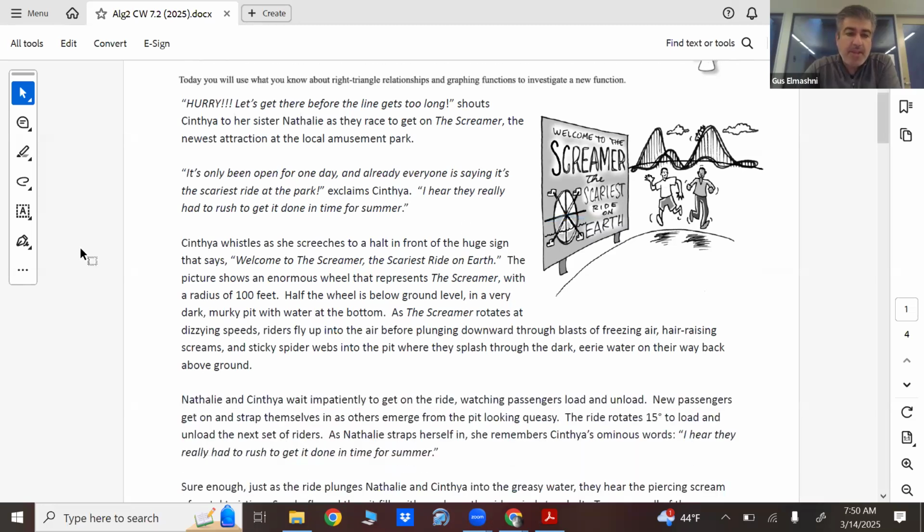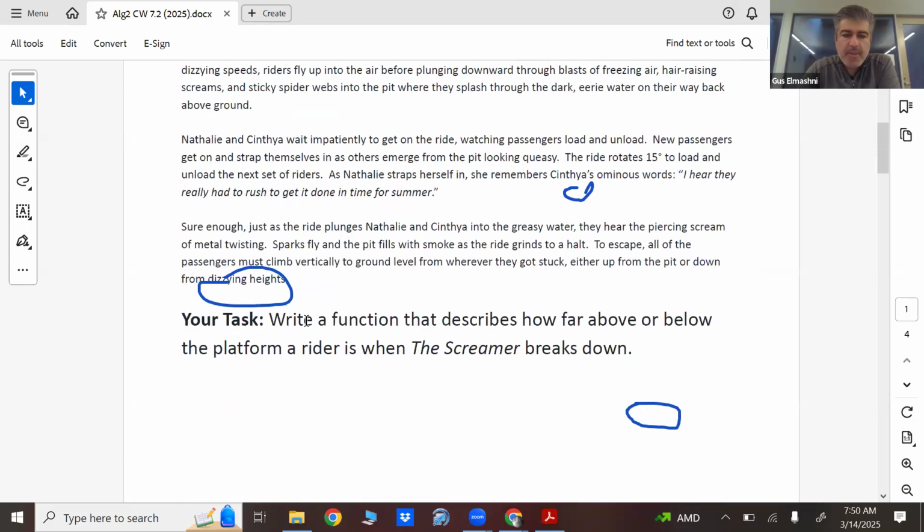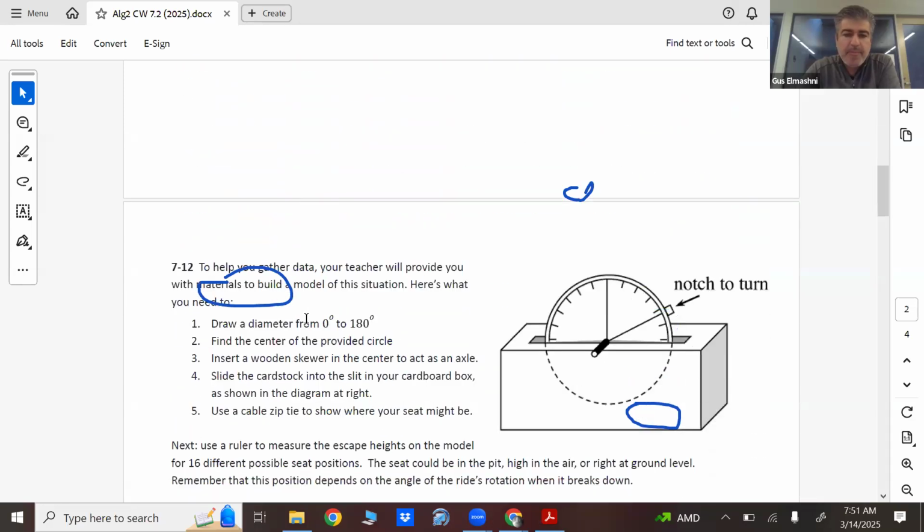The radius is 100 feet. That is important. That's relevant to what we're working on today. And every seat on the ride is separated by 15 degrees on a circle because this is circular, so you can think of like an arc in a way. So that's your task. The right function describes how far above or below the platform a rider is when the Screamer breaks down. And I guess this ride does break down. So you'll be on it and it'll break down. You might be up high in the sky, or you might be down below in some dark pit.